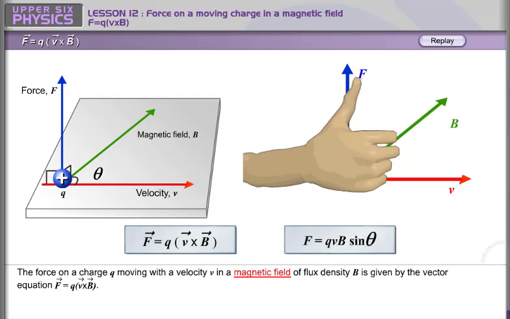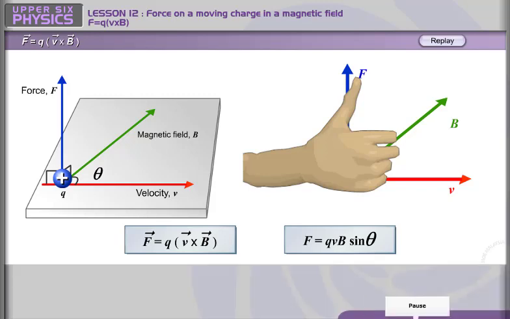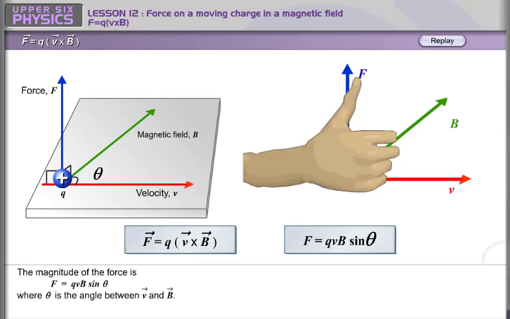The force on a charge Q moving with a velocity v in a magnetic field of flux density B is given by the vector equation vector F equals Q times vector V cross vector B. The magnitude of the force is F equals QVB sine theta, where theta is the angle between vector V and vector B.